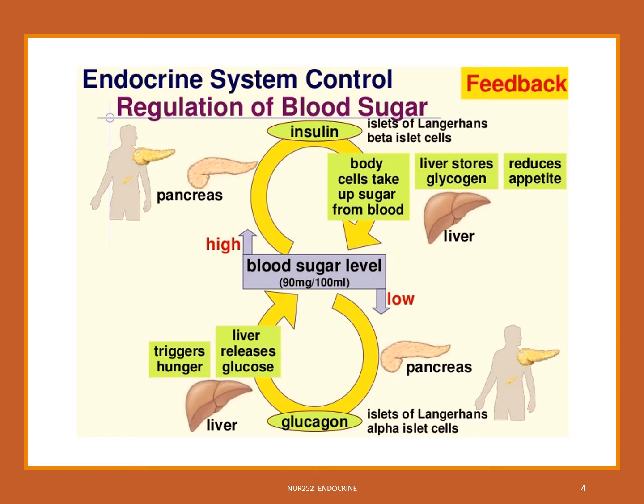When blood sugar levels decline, the alpha cells of the pancreas are stimulated to release glucagon into the blood. The liver will now break down the glycogen and release glucose to the blood. Now, the blood glucose level will rise to a set point, and the stimulus for glucagon release will decline.